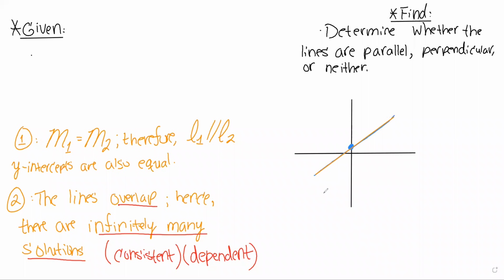Now, the other situation is, what if they have equal slopes? Actually, let me draw this better. What if they have equal slopes but different y-intercepts? Well, maybe this is my line 1. And perhaps this is my line 2. Hold on, I don't want to make it crooked looking. Let's do this proper. This is my line 2.